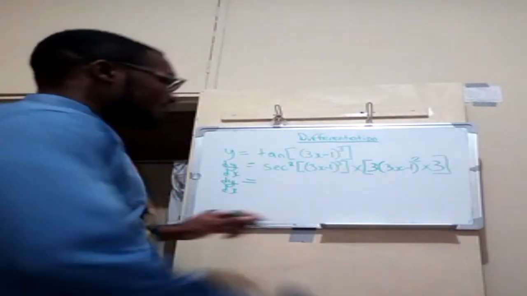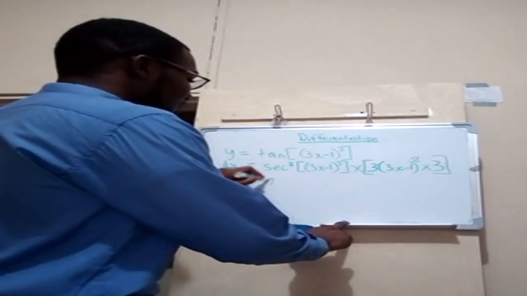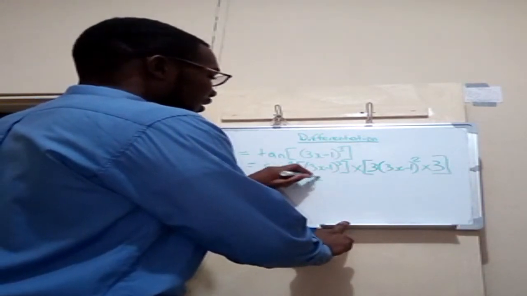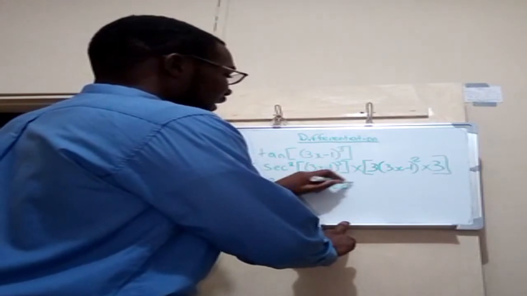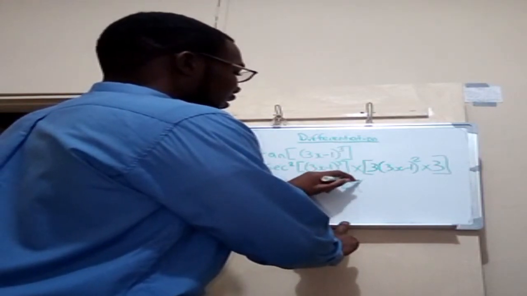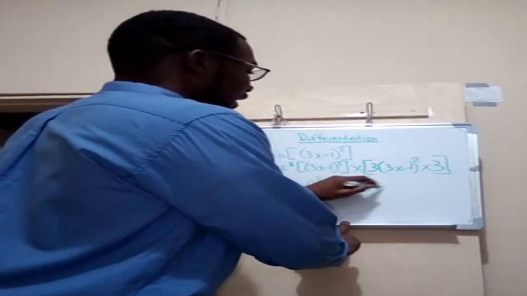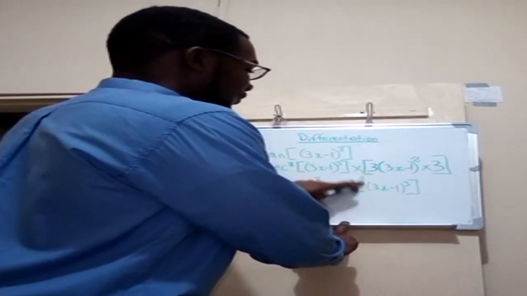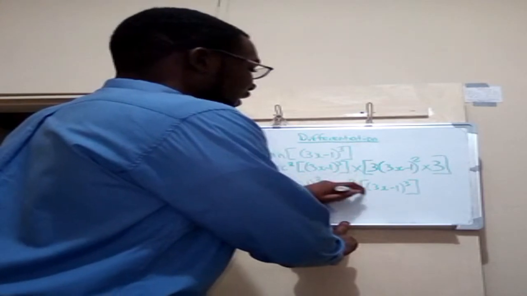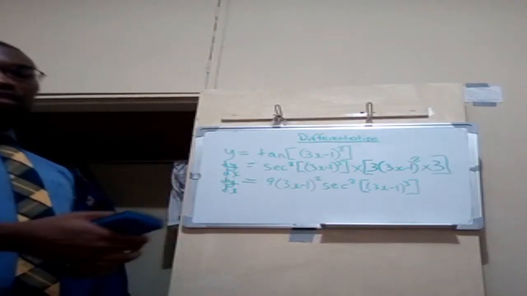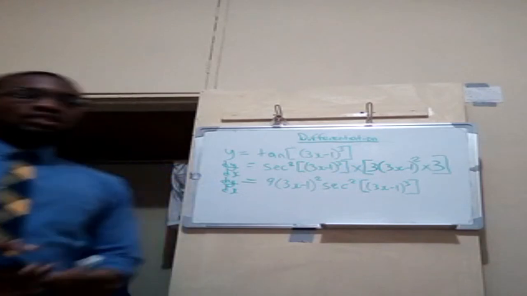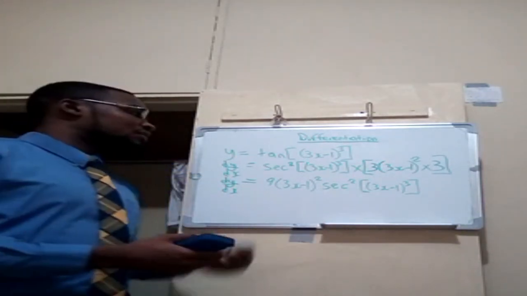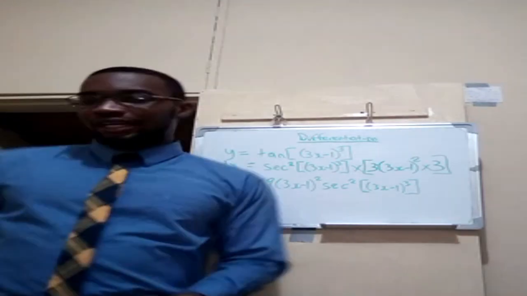Then 3 times 3 is 9. And so this works out to be 9 times 3x minus 1 all square times sec squared of 3x minus 1 all cubed. That's the derivative of this tan function. It looks lengthy, but it's very easy. Alright? And these are the basics of how we differentiate tan, cosine, and sine.